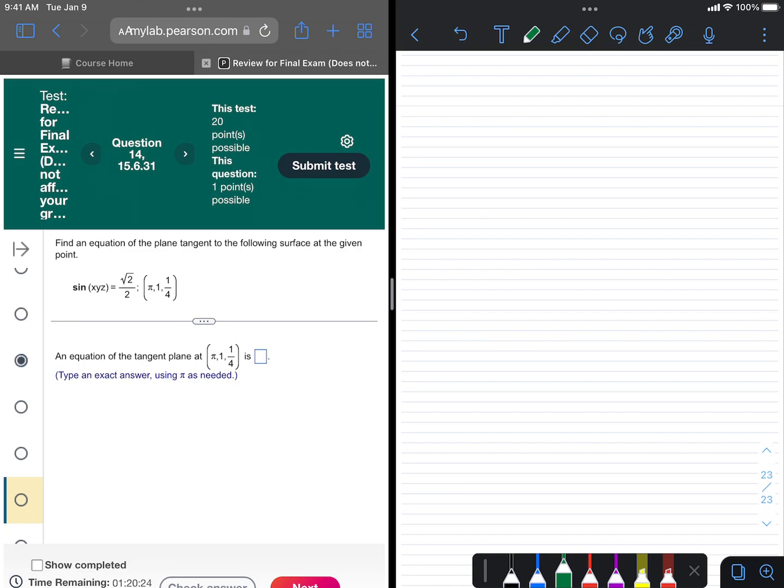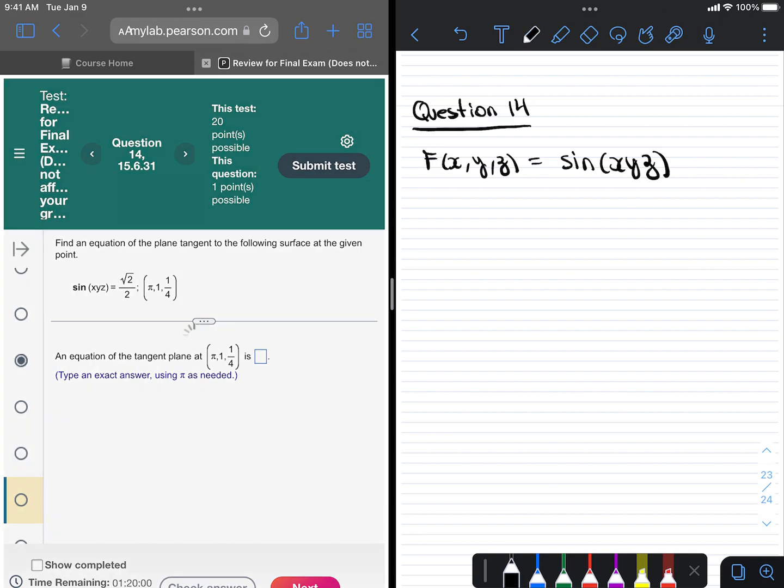Now we're asked to find the equation of a tangent plane to this surface at a point. And the way to think about it is to think in terms of level surfaces in this case. So if you think of the function f of x, y, z equal to the sine of xyz, that is a function that goes from the 3D space into R, to the real line.